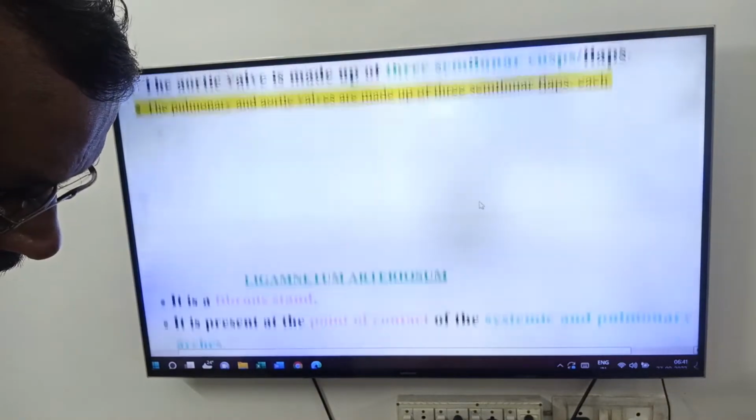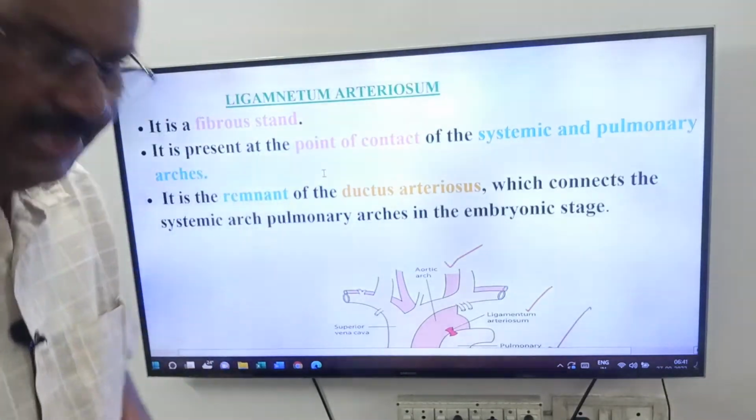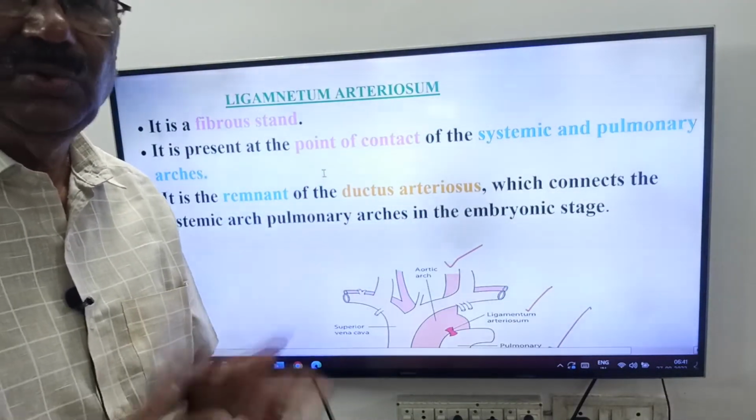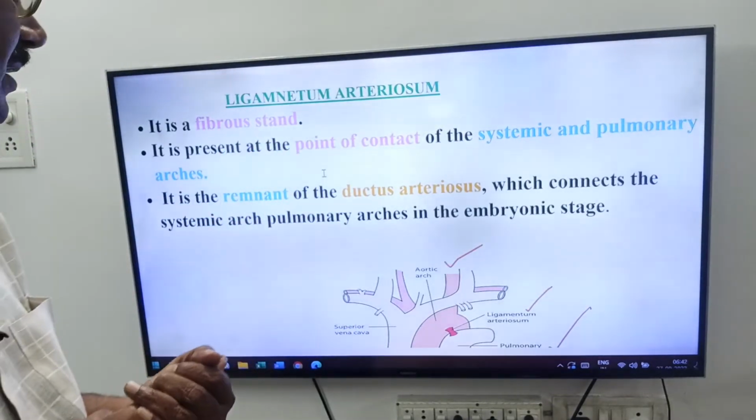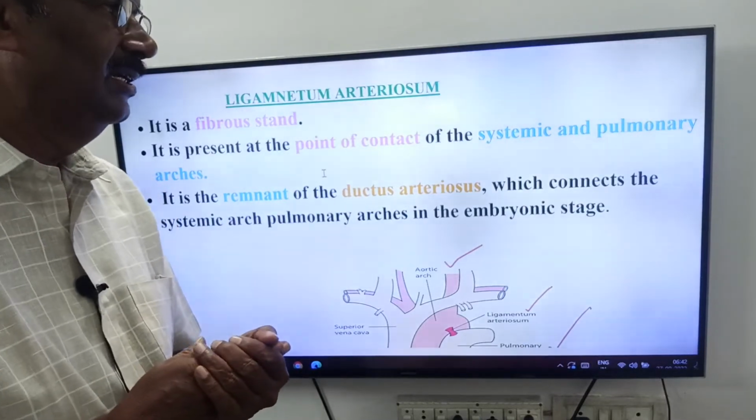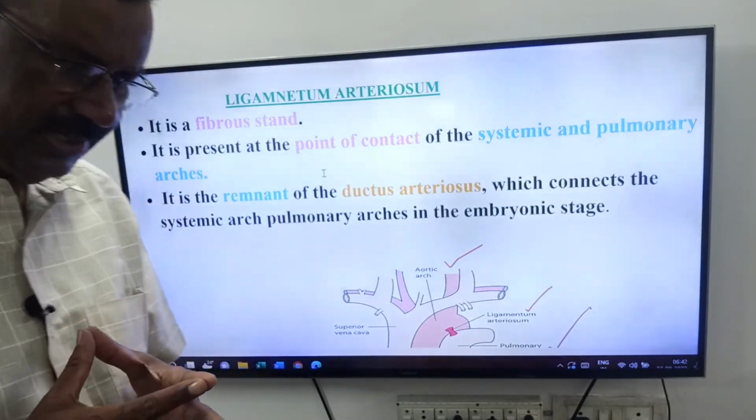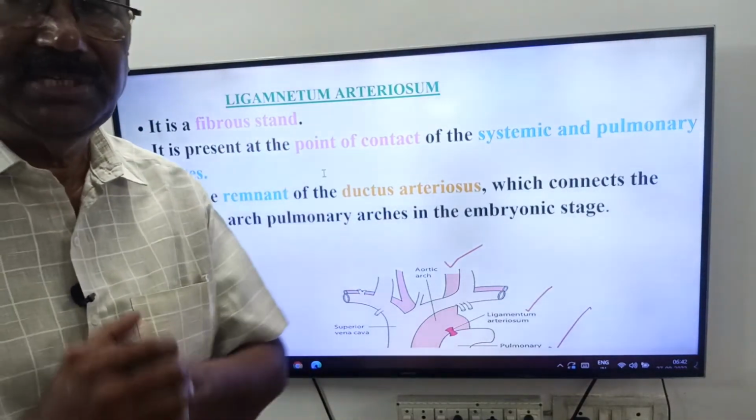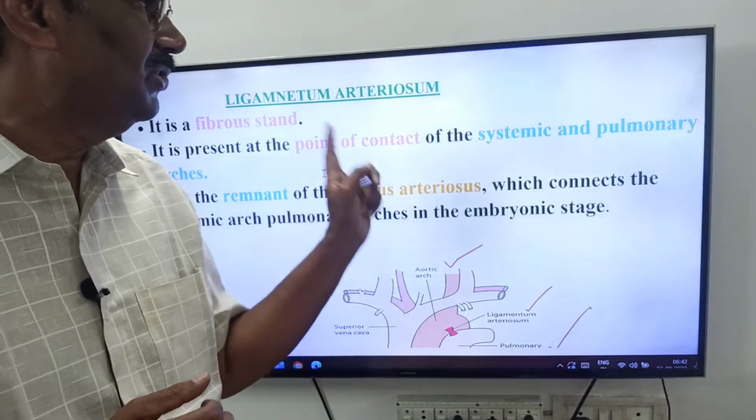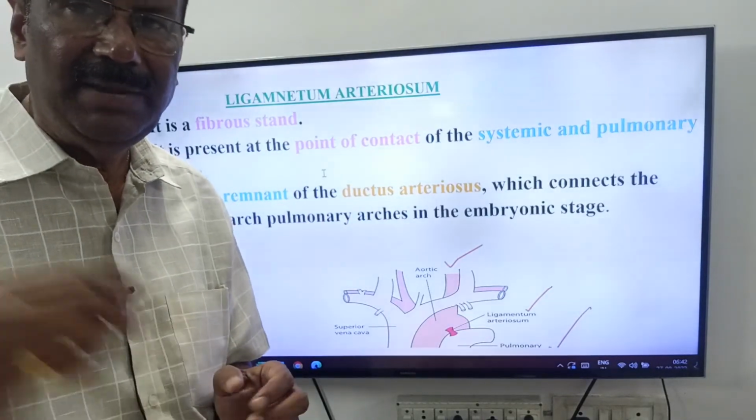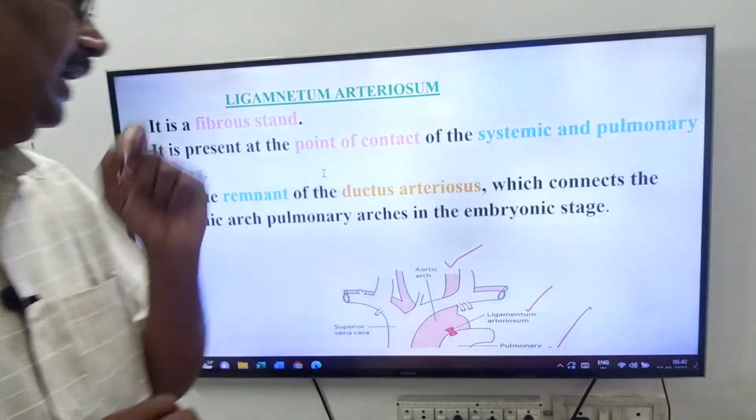Now, very, very important for NEET: ligamentum arteriosum. What is ligamentum arteriosum? It is a fibrous band or strand. It connects the systemic and pulmonary aorta. Ligamentum arteriosum is a fibrous strand. It connects the systemic and pulmonary aorta.